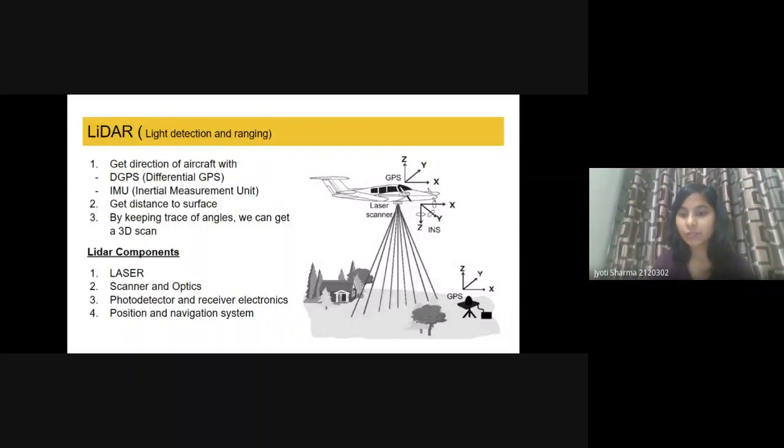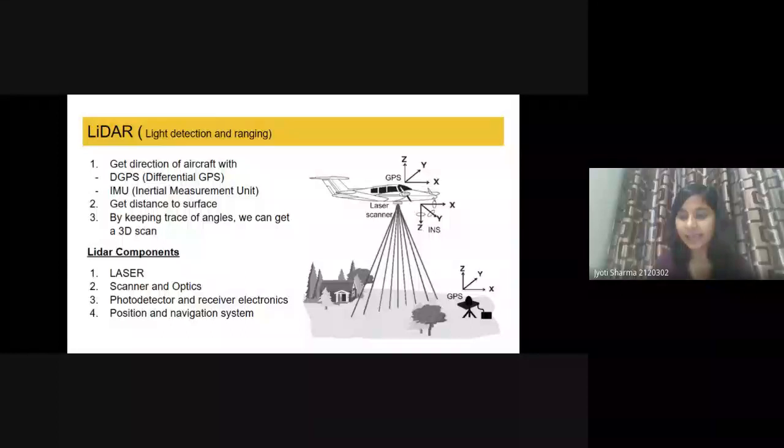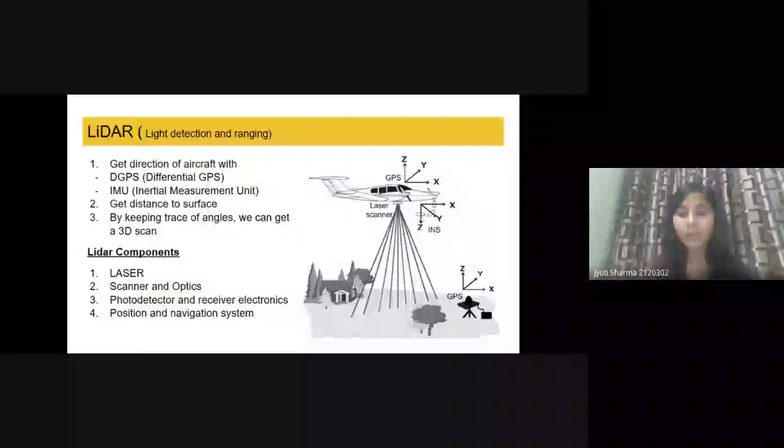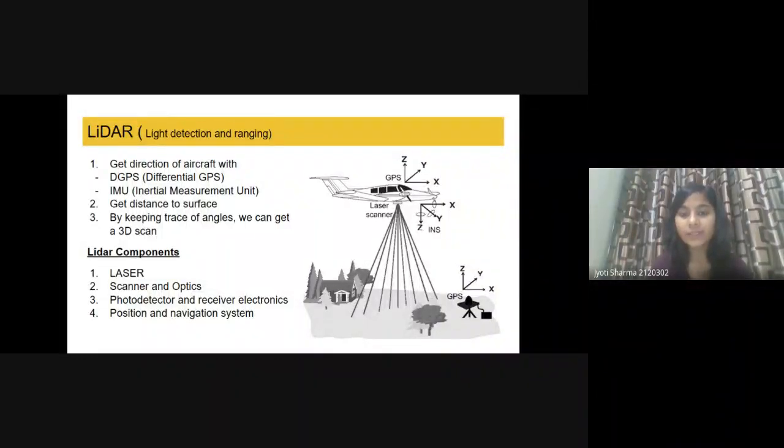It means that we already have a station. This station also has GPS, and this laser scanning also has some GPS. Whenever there is some error, this error can be reduced because of the GPS, because there may be some error as the aircraft is moving. To reduce the error, we also have GPS on the station. Based on the difference of error between this GPS at the station and on the aircraft, we can minimize our error. So this is the differential GPS.